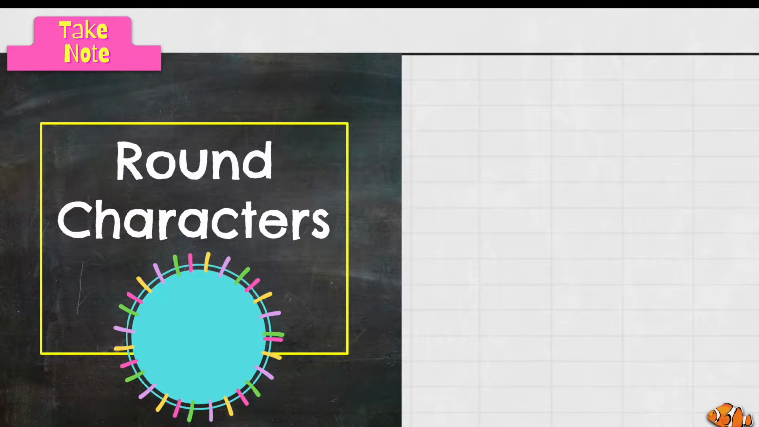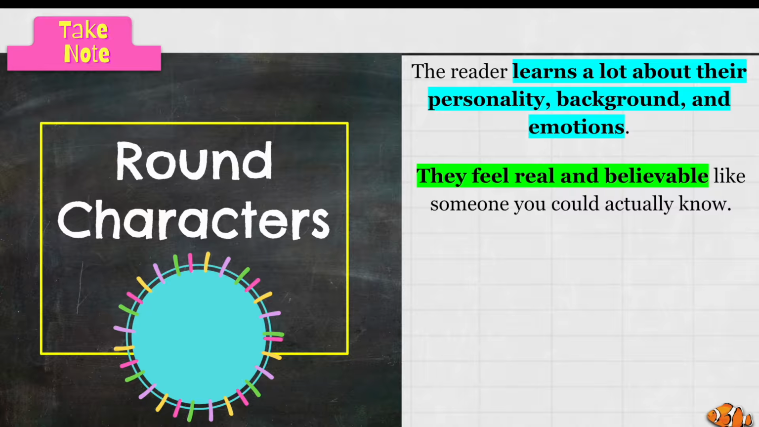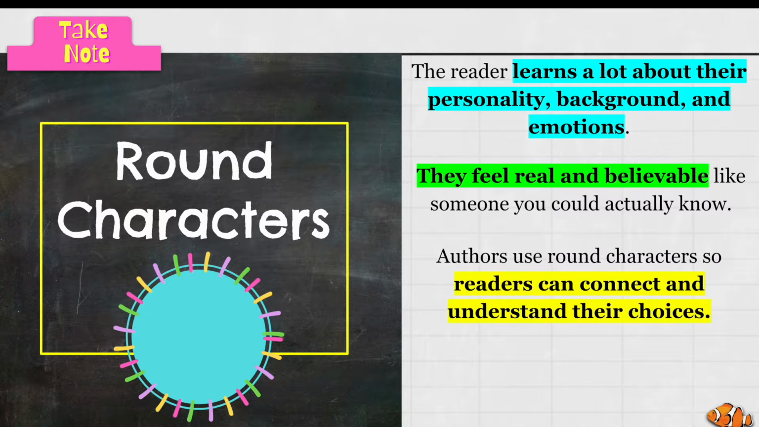Then we have round characters, and I think the name pretty much tells you what the definition is. The reader learns a lot about their personality, background, and emotions. So they have layers to them. They have more than one type of personality happening at a time because we understand a lot about the character from what the author showed us. They feel real and believable, like someone you could actually know. An author uses round characters so we can connect and understand their choices. We can connect to these round characters because we probably see parts of ourselves in them. So we start to maybe root for them or maybe not like their choices.